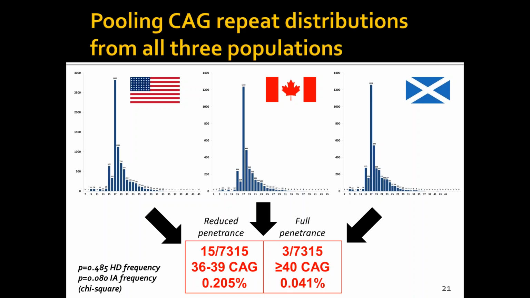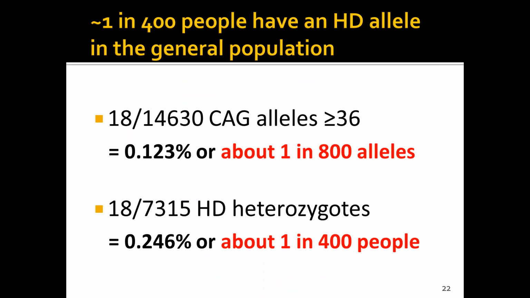So in total, we saw 15 reduced penetrance alleles, between 36 and 39, and we saw 3 full penetrance alleles. So when you think of the total number in the population in terms that people would normally think about, it means that really quite a large number of people have an HD allele that is associated with HD. In terms of just the alleles, it's about 1 in 800 alleles. And then in terms of people, when we put all three of those populations together, it means about 1 in 400 people has a repeat of 36 or greater.